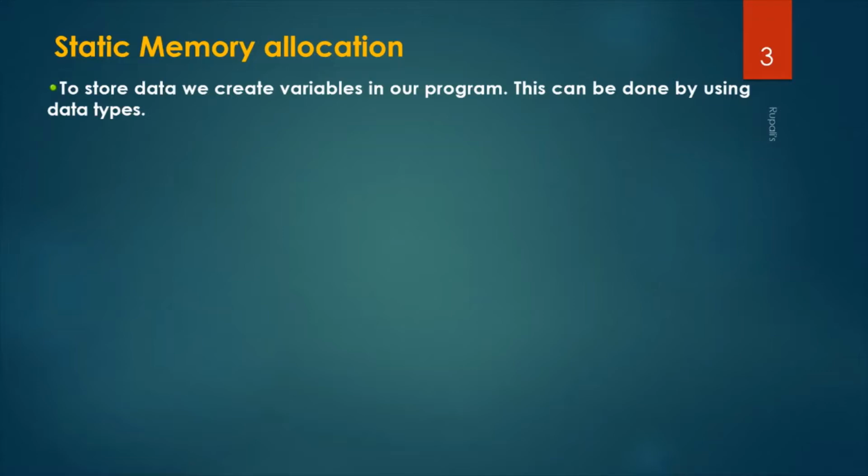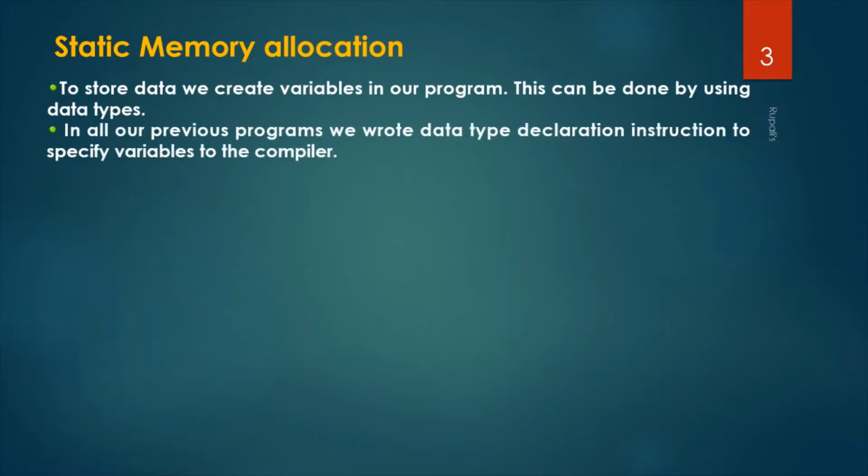So to store data, we create variables in our program. This can be done by using data types like int i, char c, float p, etc. In all our previous programs, we wrote data type declaration instructions to specify variables to the compiler. The compiler resolves declaration statements at compile time. So if you write int i, then the compiler allocates 4 bytes for the i variable. If you write float p, the compiler allocates 4 bytes for the p variable at the time of compilation, or compile time.